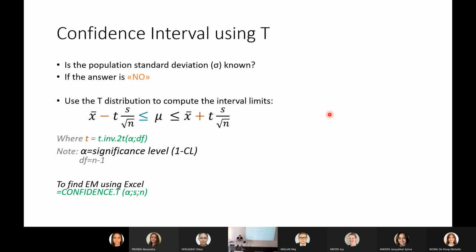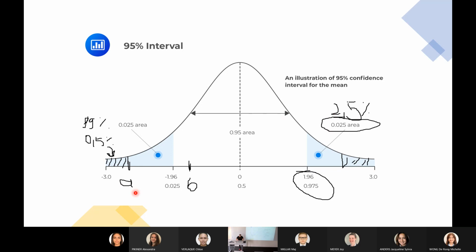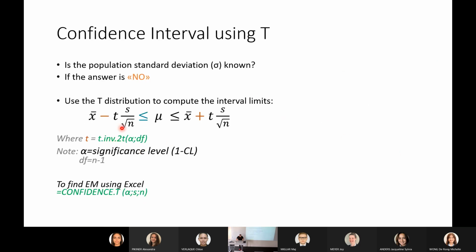If you want to calculate T directly by using the significance level alpha, then you have to use this formula. Otherwise, you could also use only T.INV in the formula, but then you would have to do 1 minus alpha divided by 2, as we did before, remember? Because we have two tails that we have to check. But if we use the formula 2T, that's done. We can forget about it.